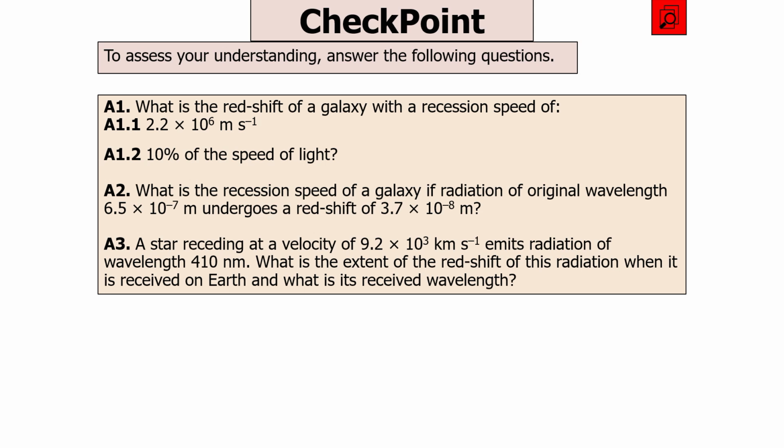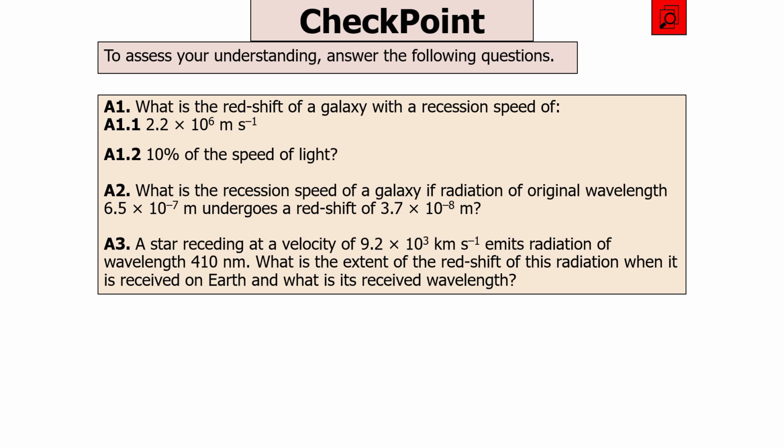In the next question, it says, what is the redshift of a galaxy with a recession speed of 2.2 times 10 to the 6 meters per second? What about 10% the speed of light? What is the recession speed of a galaxy if the radiation of the original wavelength, 6.5 times 10 to the minus 7 meters, undergoes a redshift of 3.7 times 10 to the minus 8 meters, and a star receding at a velocity of 9.2 times 10 to 3 kilometers per second emits radiation of wavelength 410 nanometers? What is the extent of the redshift of this radiation when it's received on Earth, and what is its received wavelength? So pause the video now, then unpause the video when you want to go through your answer.